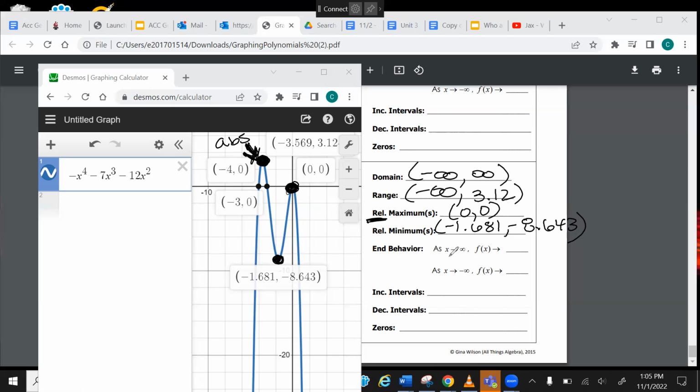Now, in behavior, this guy is going to be, as x is going to the right, what's happening to your y values? Well, they're going down, right? As you go to the left, what's happening to your y values? Going down still, okay? Now let's go ahead and list out our zeros, because that's really easy. It's wherever it crosses the x-axis. That guy is going to be negative 4, negative 3, and 0.